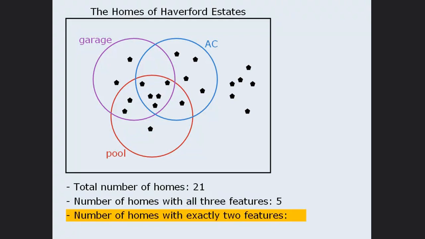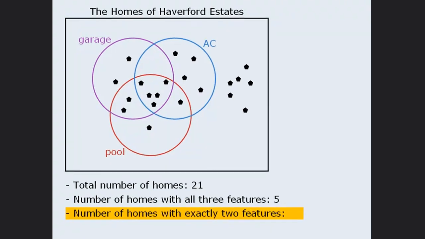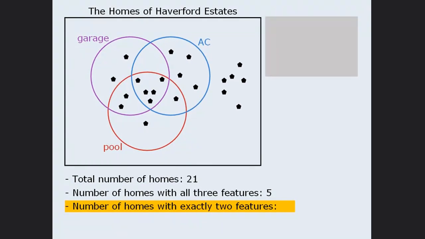Finally, the number of homes with exactly 2 features. We'll answer this one in parts. We'll find the number of homes with a garage and a pool only, the number of homes with a pool and air conditioning only, and the homes with a garage and air conditioning only.